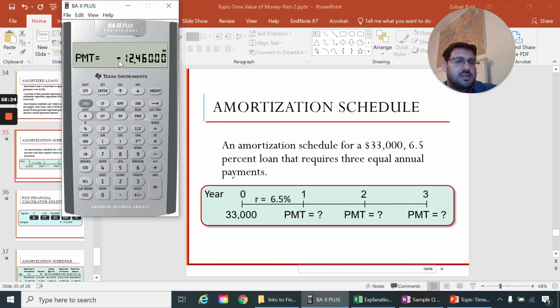12,460. The minus sign shows me that I have to pay. At that time, that money will go out of my pocket and will not be available to me to consume, right? So by this time you have also realized that whenever I put the present value in plus, my payment value will come in negative, and vice versa. If I put the present value in negative, my payment values will come in positive. And in the same way, the relationship goes with the present value and the future values.